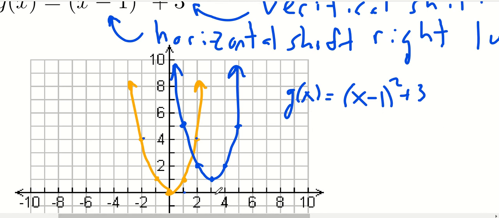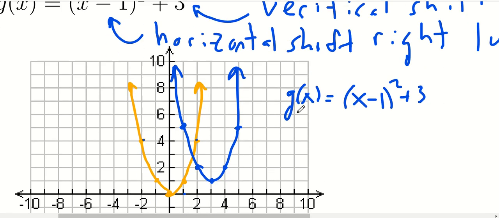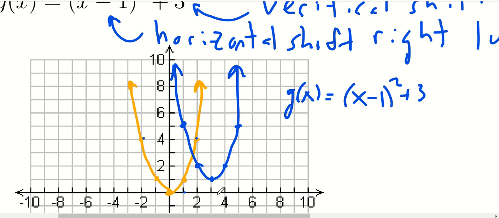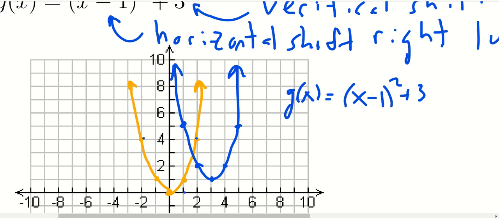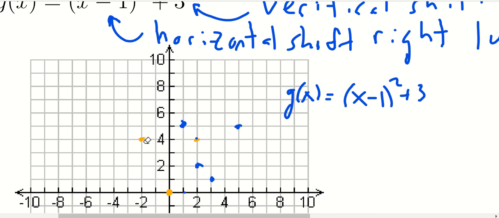And actually, I might have shifted these too far. What did we do? One second here. So I went over 3 and up 1. I was supposed to go over 1 and up 3. So my apologies, that's not even right. So quick restart here. Let's actually get the correct graph on here for everybody.